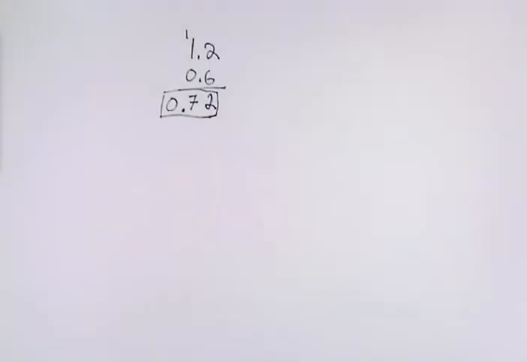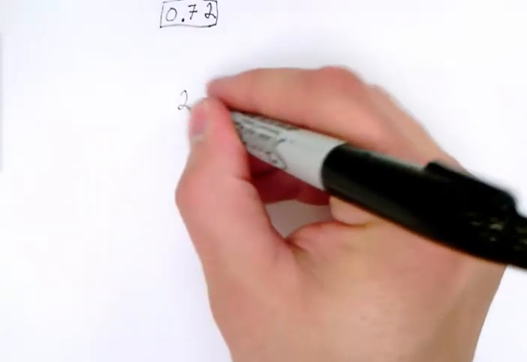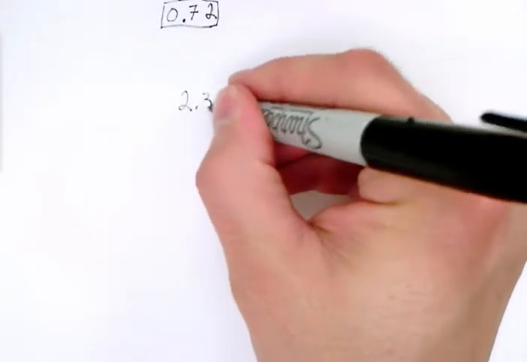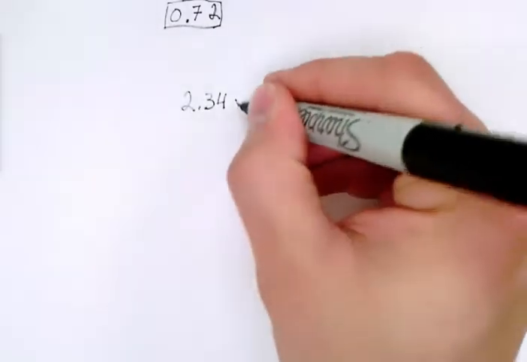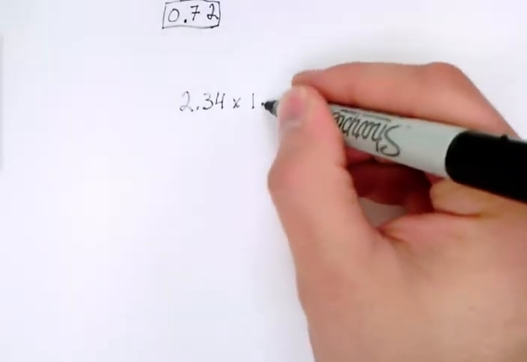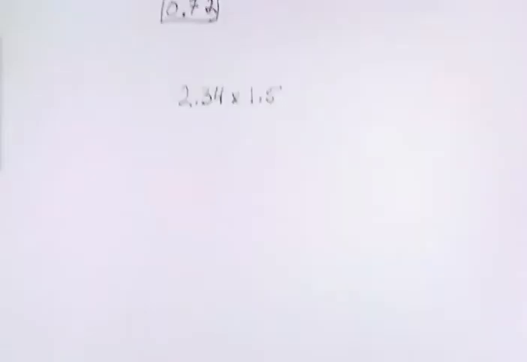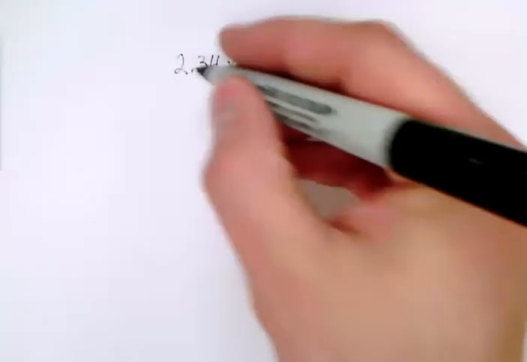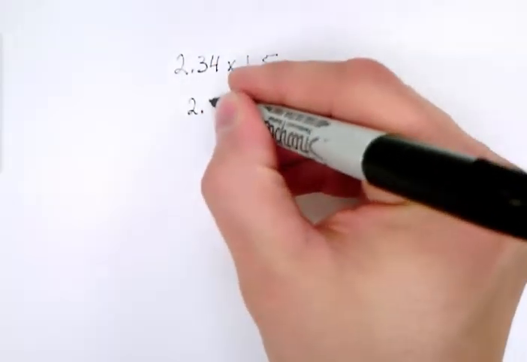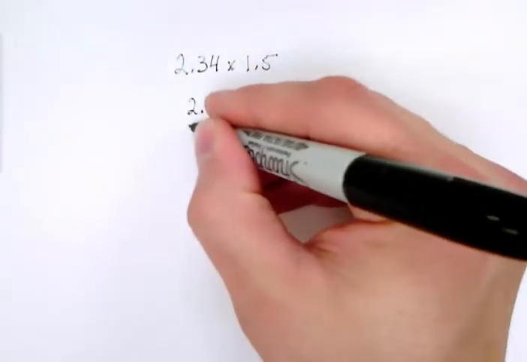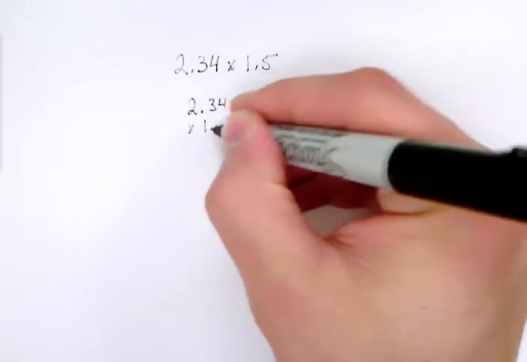Let's look at a second question. Let's try this one here. Let's try 2.34 multiplied by 1.5. Okay? So in order to do this, once again, what I want to do is I'm going to line it up. So I'm going to have 2.34. We're going to multiply that by 1.5.